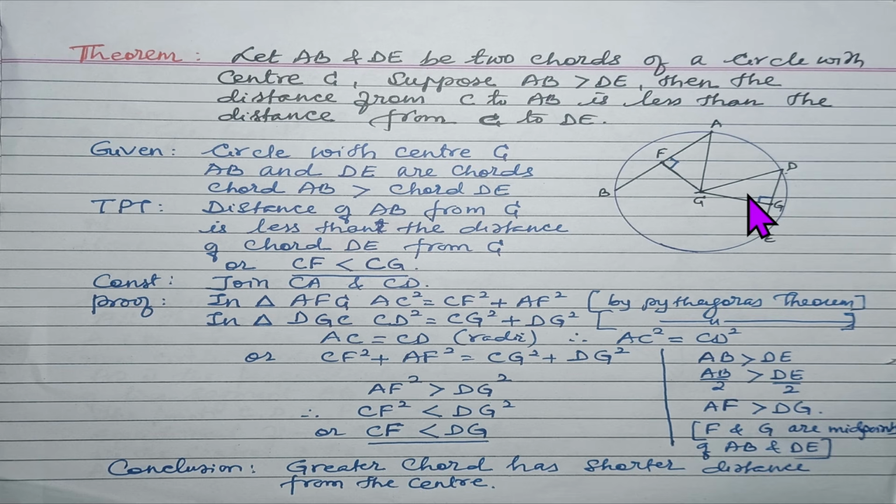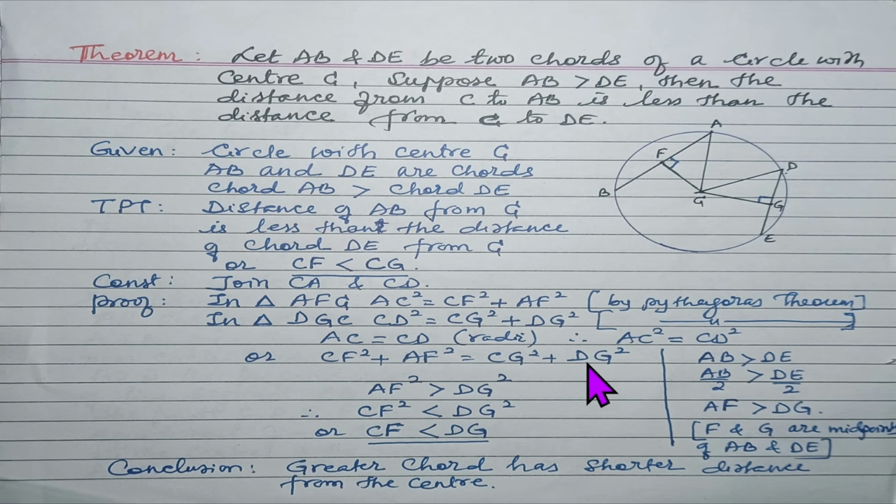And also in triangle DGC, we have DC square is equal to CG square plus DG square by Pythagoras theorem. Now we know that AC and CD are radii, so AC and CD are equal. Therefore, I can equate the RHS. We have AC square is equal to CF square plus AF square, and CD square is equal to CG square plus DG square. But AC and CD are equal, therefore AC square is equal to CD square, and therefore we can equate the RHS, that is CF square plus AF square is equal to CG square plus DG square.